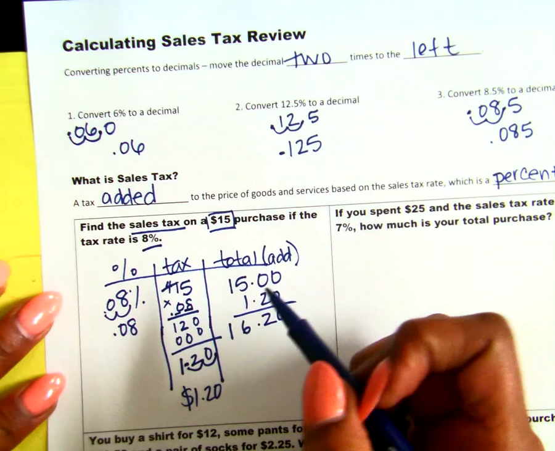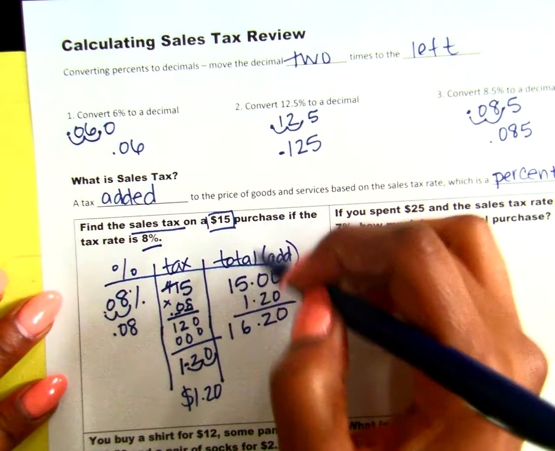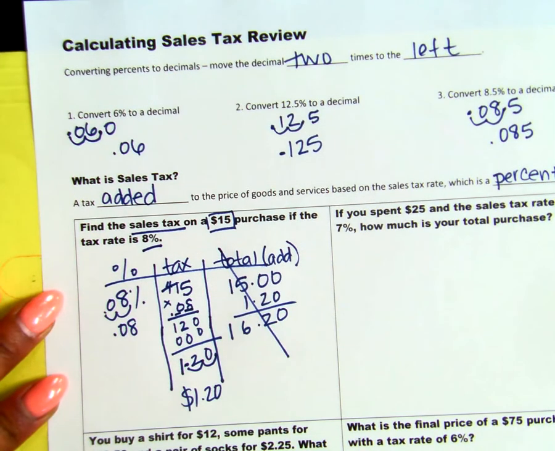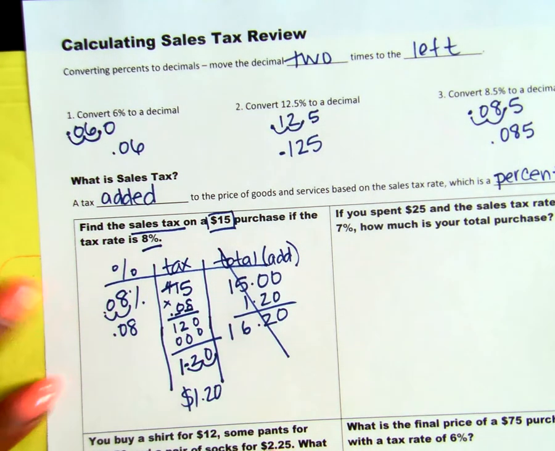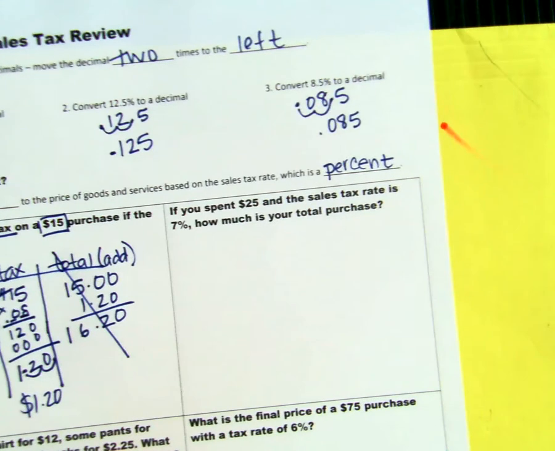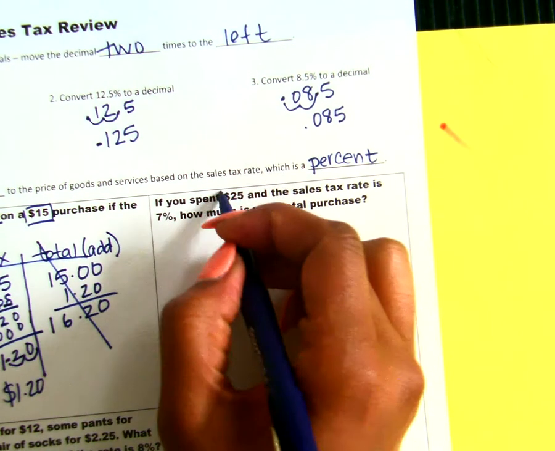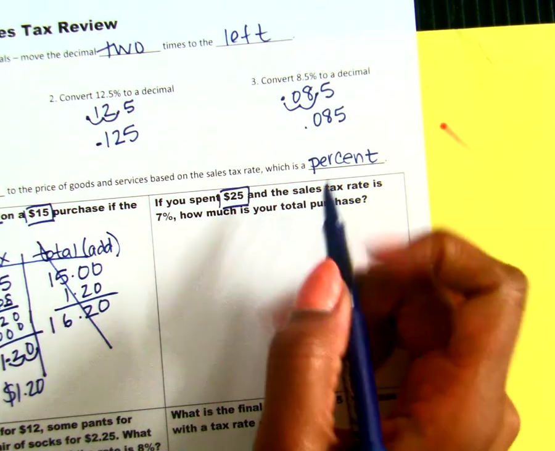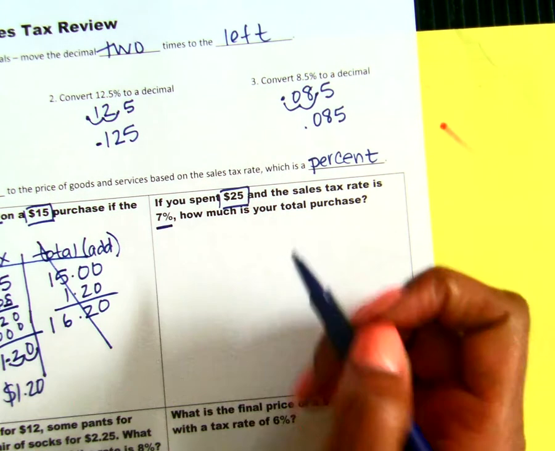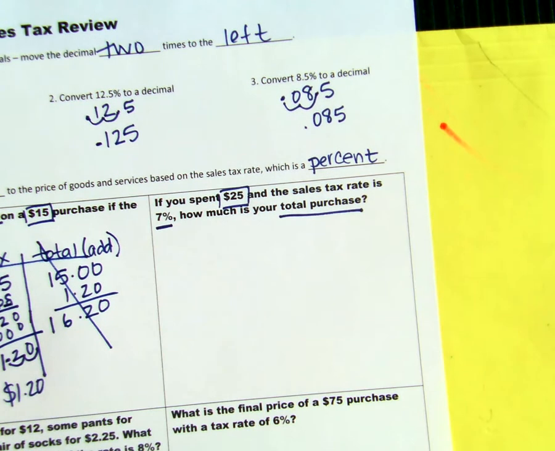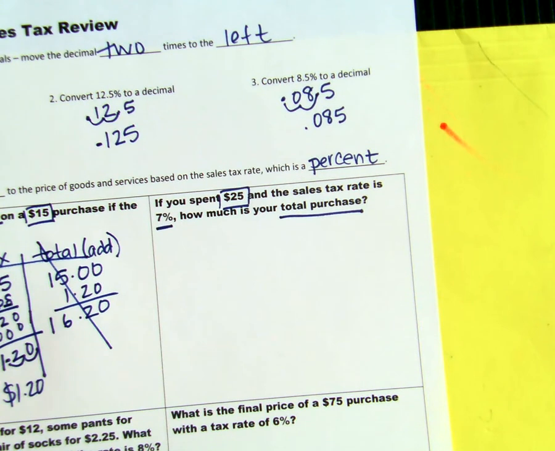But this one is not asking for total, so we're not going to worry about that part, okay? All right, let's take a look at the second one. If you spent $25, so that's your price, and the sales tax rate is 7%, how much is your total purchase? So this one's going to be a little different, okay?